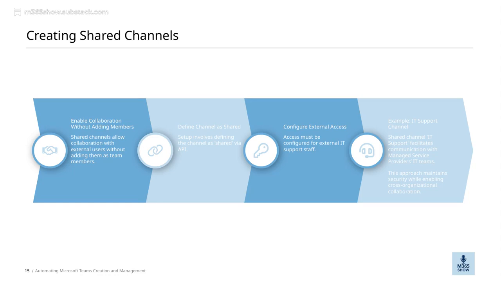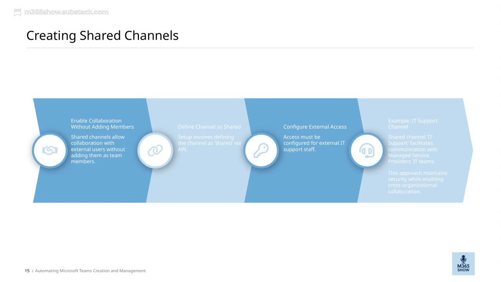To give you a clearer picture, access needs to be configured specifically for external IT support staff. This involves setting up the channel as shared through an API, which allows for seamless integration and management. Shared channels are designed so that external users can collaborate without needing to be added as full team members. This approach simplifies the process, keeps things secure, and ensures that external partners can contribute just as effectively as internal team members.